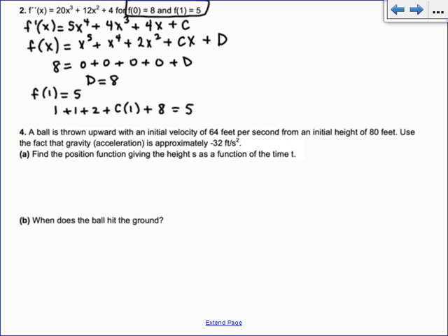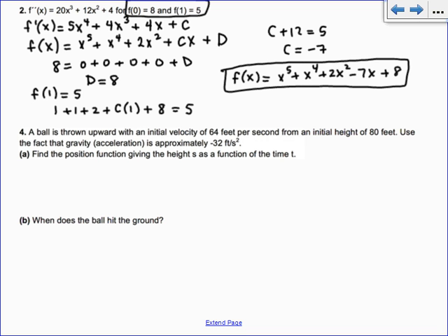So 1 plus 1 plus 2 plus 8 is going to be 12. So I have c plus 12 equals 5. So c equals -7. So my final function is going to be f of x equals x to the 5th plus x to the 4th plus 2x squared minus 7x plus 8.